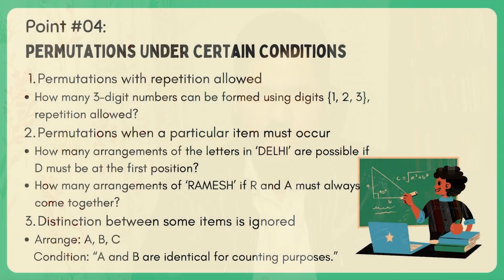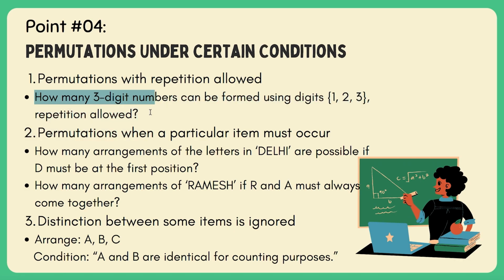Let us now move on to the next point, where we are given certain conditions, and under those conditions we are asked to find out the permutations. Let's take an example. How many 3-digit numbers can be formed using digits 1, 2 and 3, and repetition of these digits is allowed? So we are given digits 1, 2, 3, and we are asked to find out how many 3-digit numbers could be formed. This is digit 1, digit 2 and digit 3. So repetition is allowed.